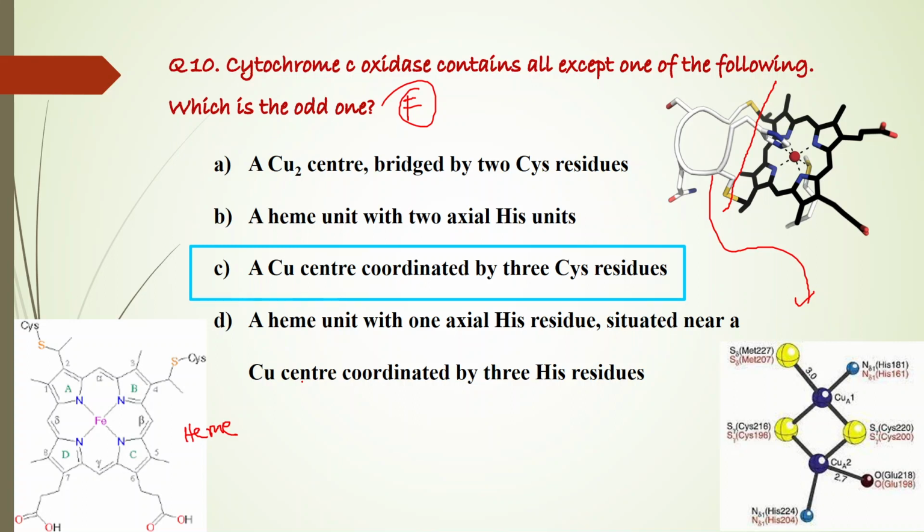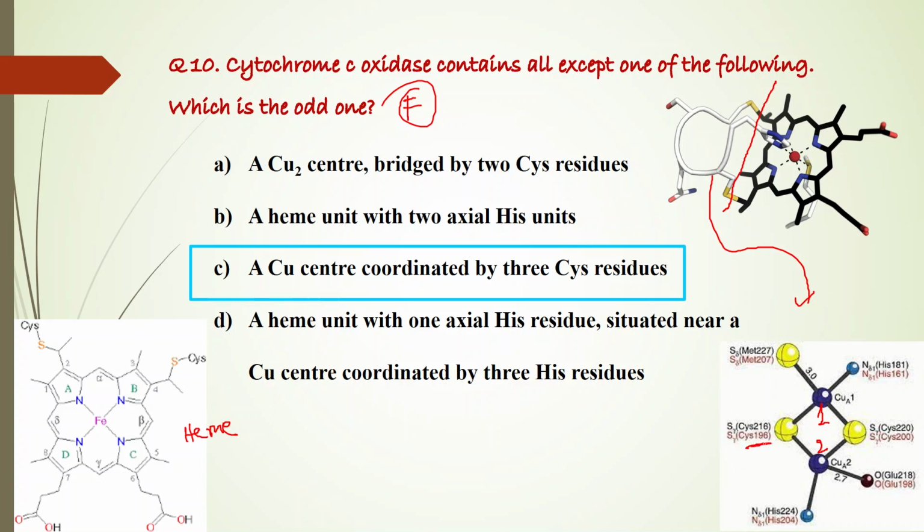Now let us look at the options one by one and identify them. So the first one says a Cu2 center bridged by 2 cysteine residues. Now let us come to the Cu2 centers. So how many copper centers do we have? We have 1 and 2. So yes, 2 Cu centers are there. And what are they bridged by? What are these 2 copper centers bridged by?